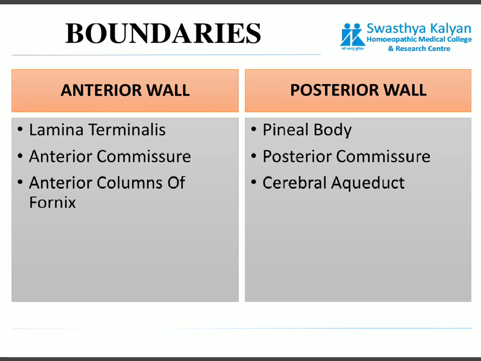And the basic function of this lamina terminalis, this sheet of gray matter and pia matter, is that it stretches upwards and fills the gap between the optic chiasma and the rostrum of the corpus callosum. The anterior commissure is a bundle of white matter. It is a tract of white matter fibers and they connect the two temporal lobes of the cerebral hemisphere.